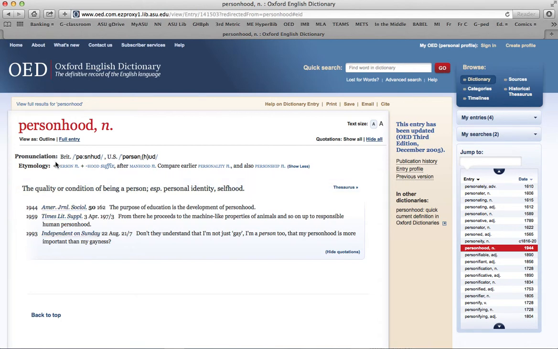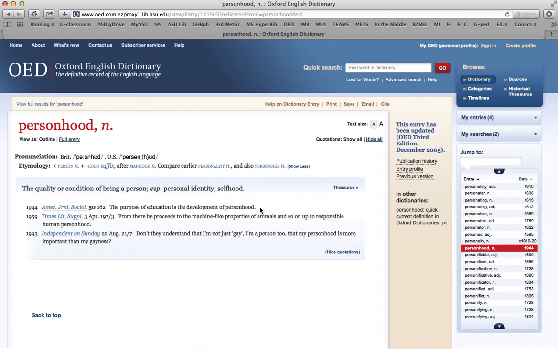We've got a basic definition, the quality or condition of being a person, especially personal identity or selfhood. So how did they get that definition? Well, look down here at the example sentences that they found. So the first one will always be the very earliest use of the word in print that the authors of the dictionary were able to find. So in this case, 1944. And the sentence that the word is used in. So in this case, the purpose of education is the development of personhood.